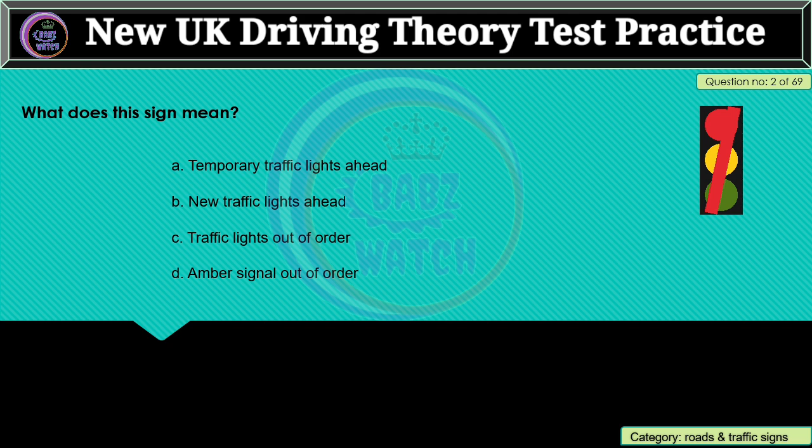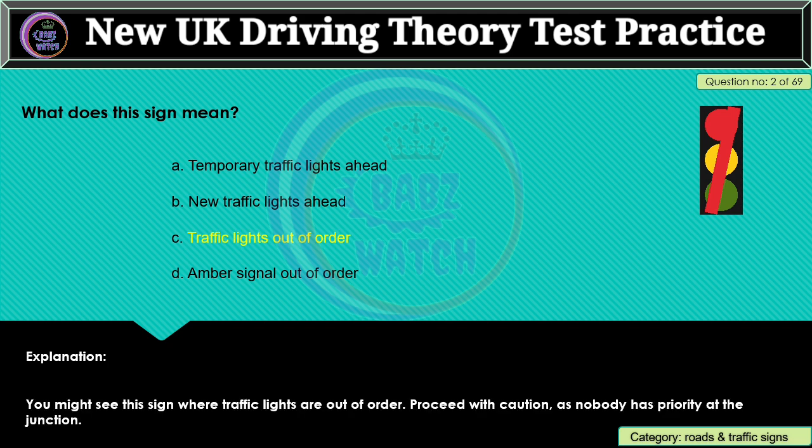Question 2 of 69. What does this sign mean? A. Temporary traffic lights ahead. B. New traffic lights ahead. C. Traffic lights out of order. D. Amber signal out of order. The correct answer is C. Traffic lights out of order. Explanation. You might see this sign where traffic lights are out of order. Proceed with caution, as nobody has priority at the junction.